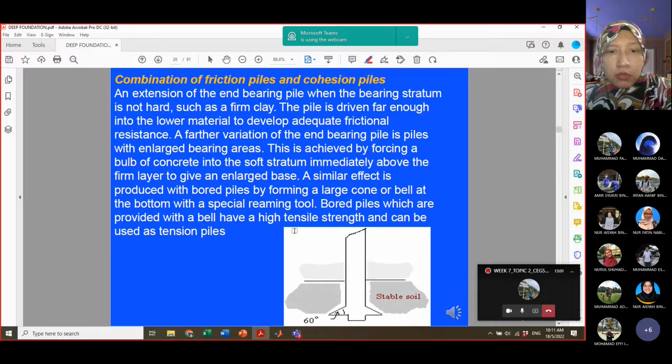Okay, some piles can be combined according to the loads. There are loads in the form of moment, and a combination of vertical loading as well as horizontal loading, for example in the offshore area. So we call that raking piles. When piles are combined with end bearing and also skin friction, the pile will carry higher load capacity and be more stable compared to other piles.